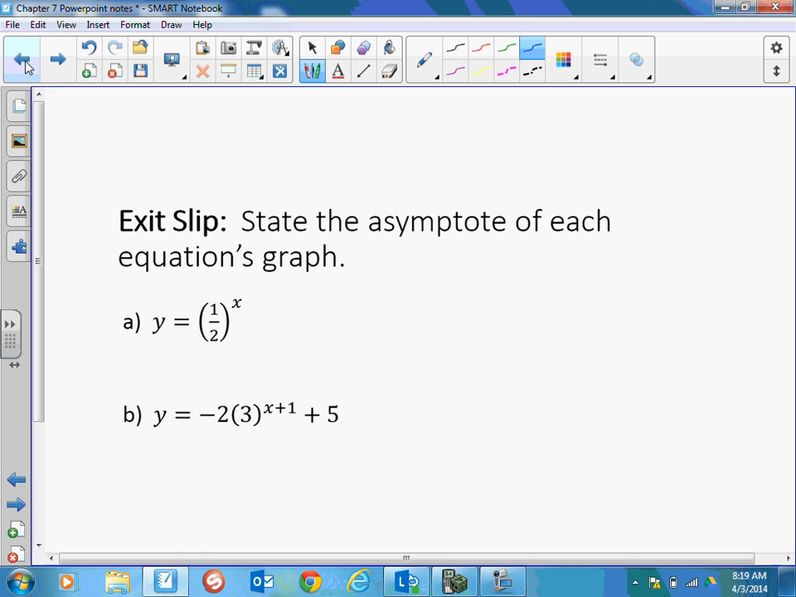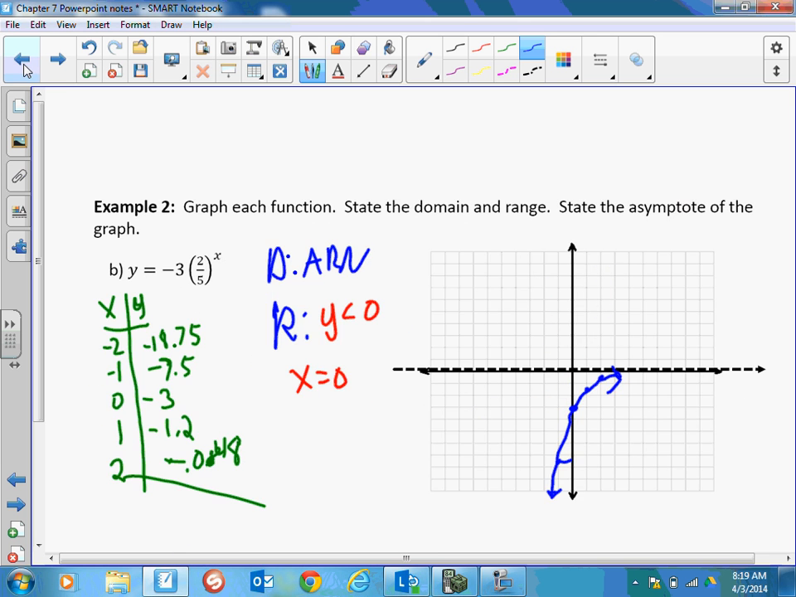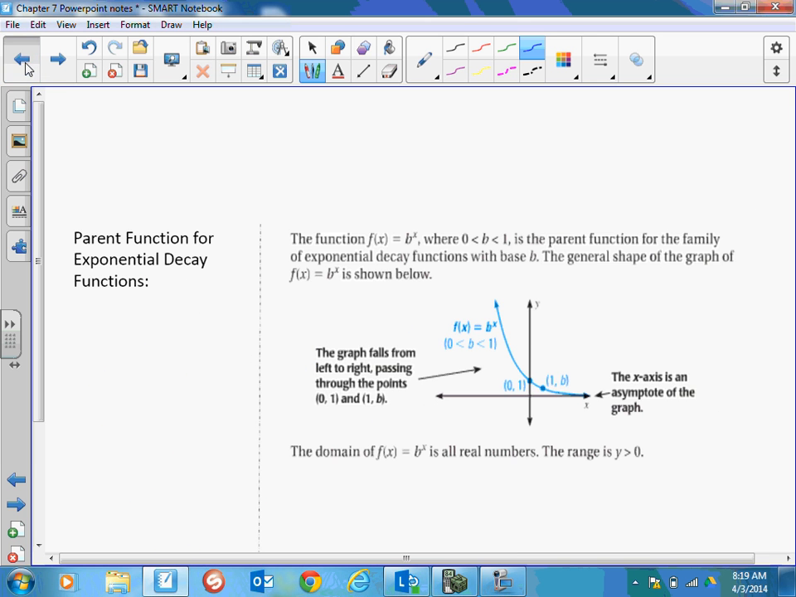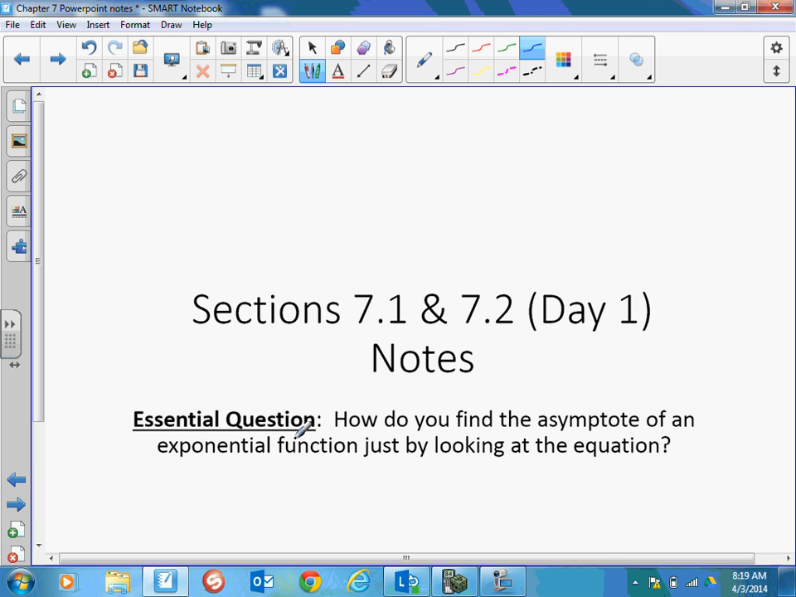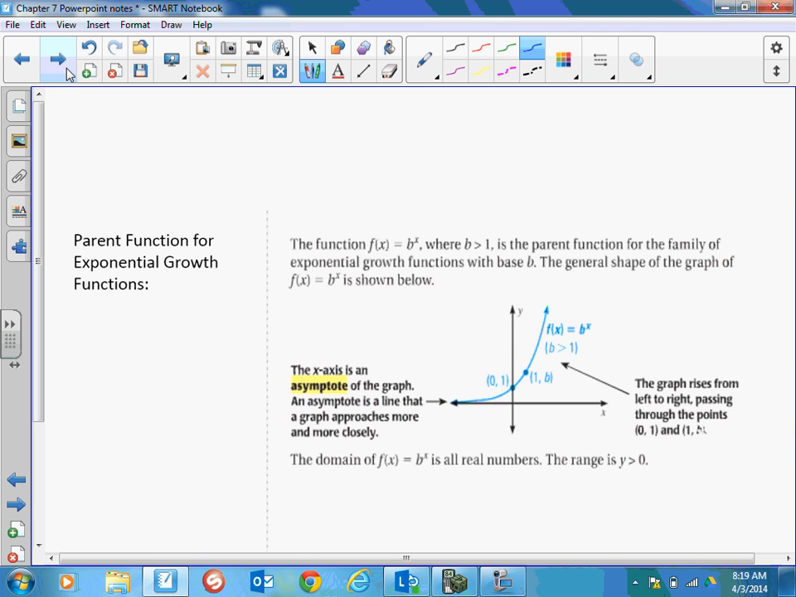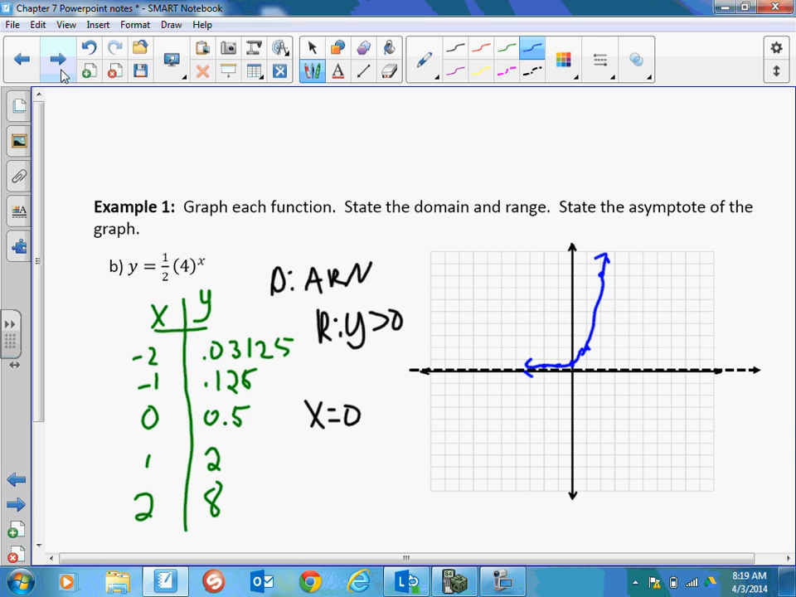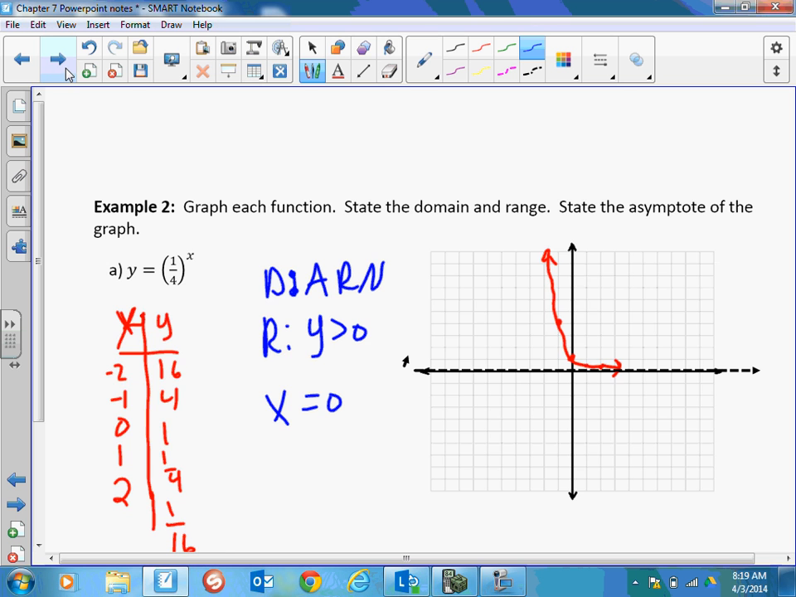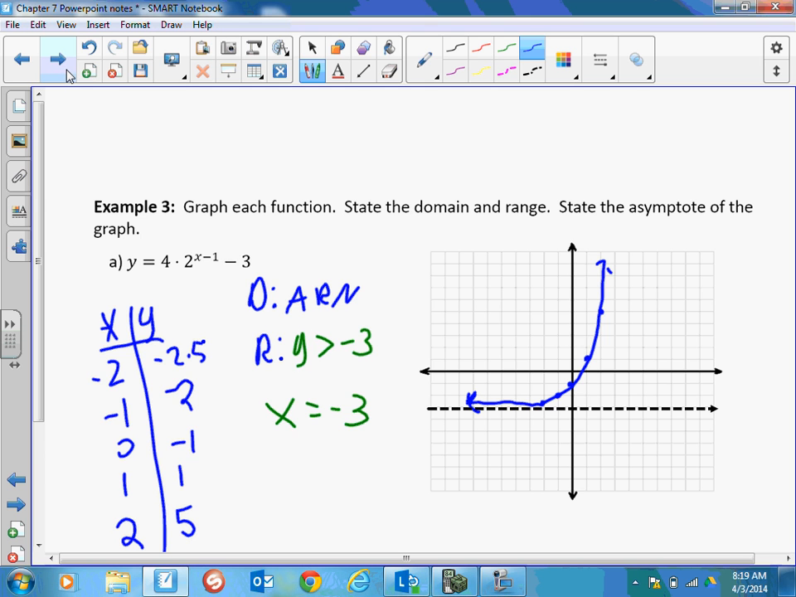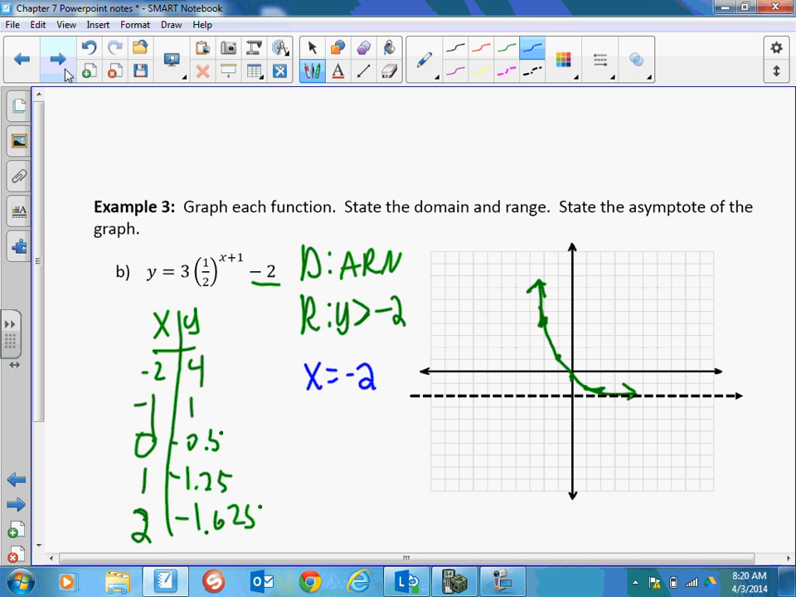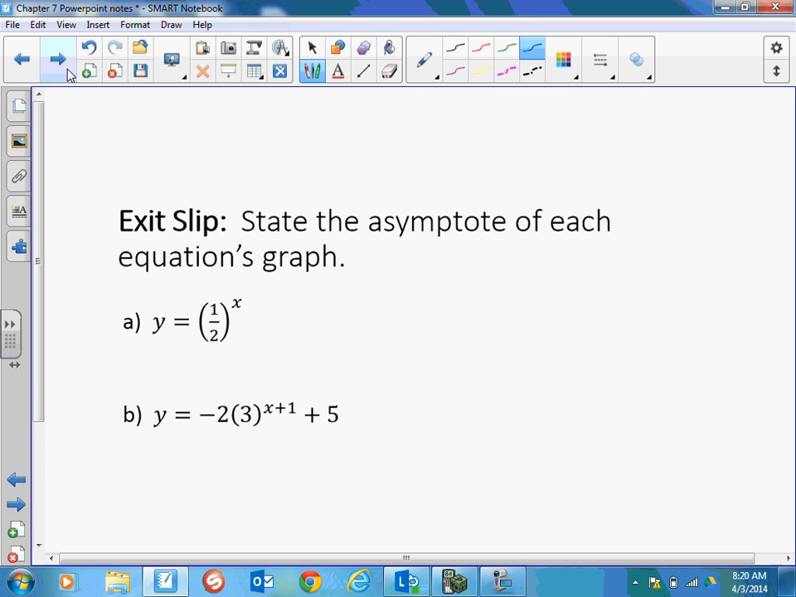So that's pretty much it. The main thing: how can you tell? We'll go back to the essential question. How do you find the asymptote of an exponential function just by looking at it? You can just look at the k. On all the first ones, there is no k, so it's just 0. But then when we added the k in, it shifted it. When the k was -3, the asymptote was -3. When k was -2, it is -2. So that's how you can tell what the asymptote is.